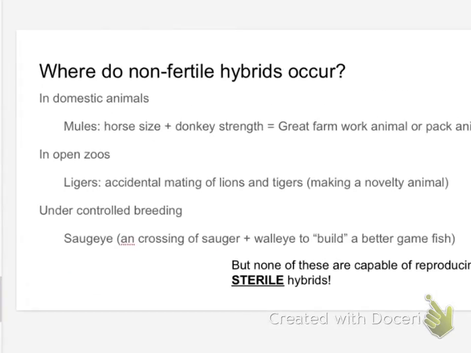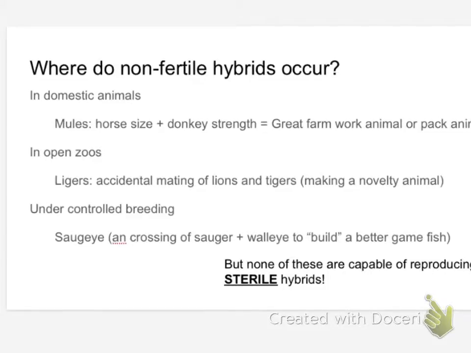So, first of all, where do non-fertile hybrids happen? Spoiler alert, they don't happen in the wild. Non-fertile hybrids don't happen in the wild, period. They do happen, we do it on purpose. We breed non-fertile hybrids. Mules are awesome because donkeys are really strong for their size, but they're little. And mules kind of get the best of both. They're big, but they're strong as all get out.